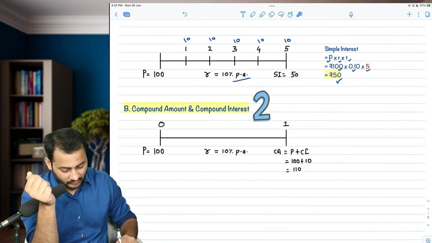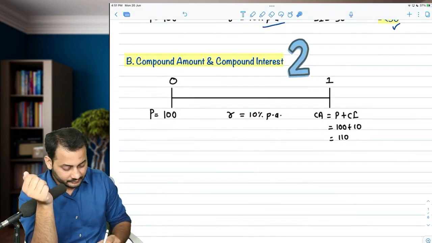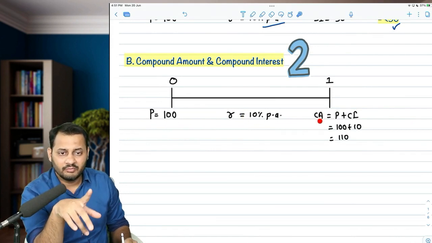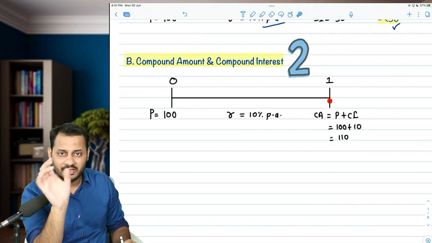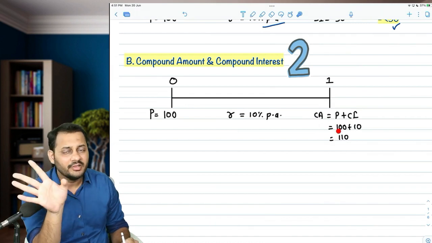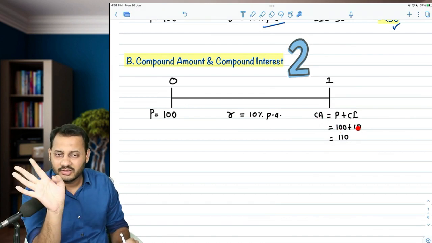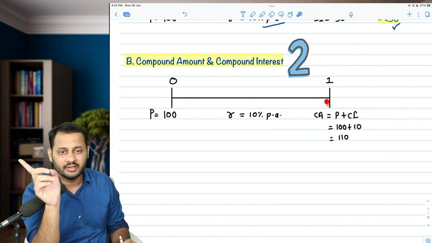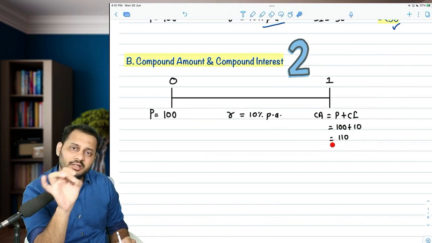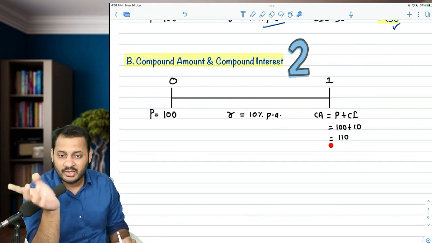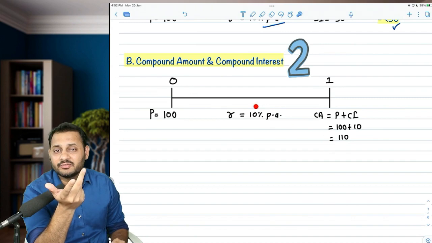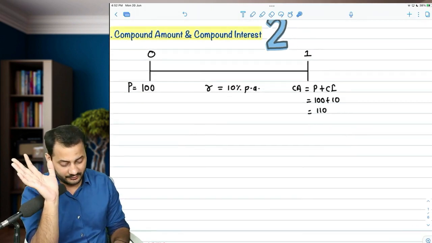Okay, now what is going to happen in compounding is, the principal amount is 100 rupees, rate of interest is 10% per annum. Compound amount means the amount that you will receive at the end of the period. Compound amount will be principal plus compound interest: 100 rupees of principal, 10 rupees of compound interest, and it will be 110. For the first year, the cash flow in the compound amount concept and the simple interest concept will look the same. But compound amount and compound interest will give you different cash flows from the second year onwards. Now we are going to look at this.